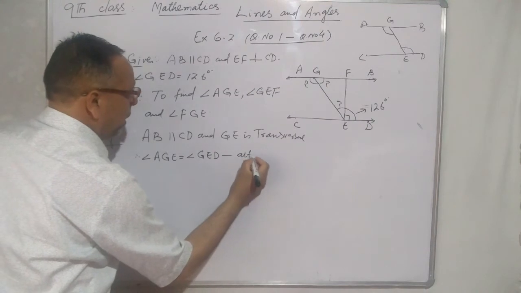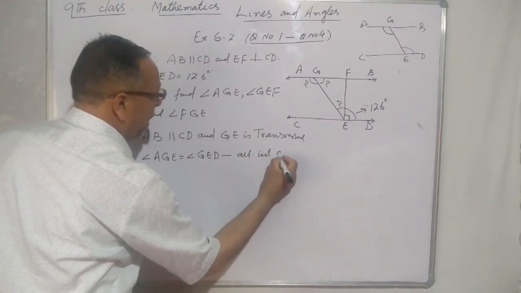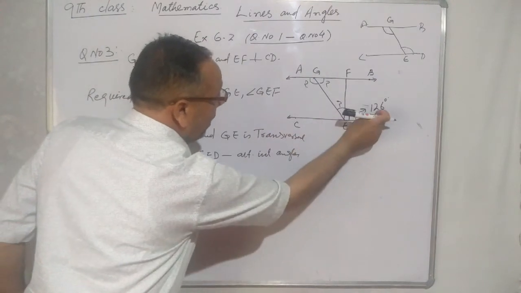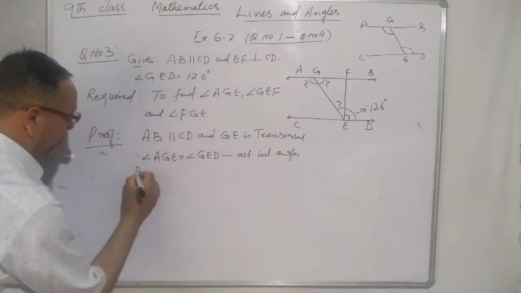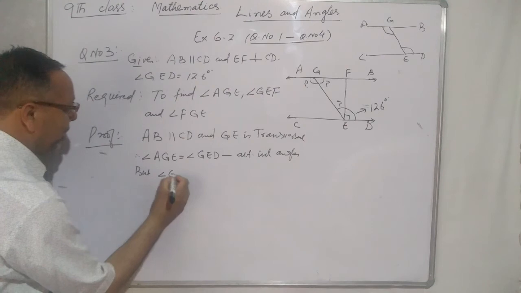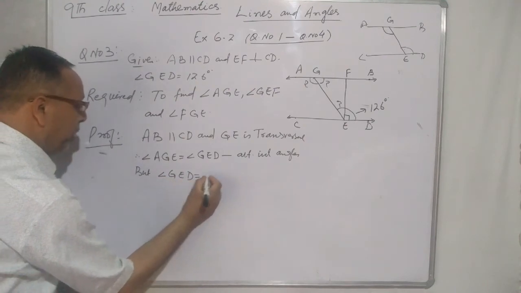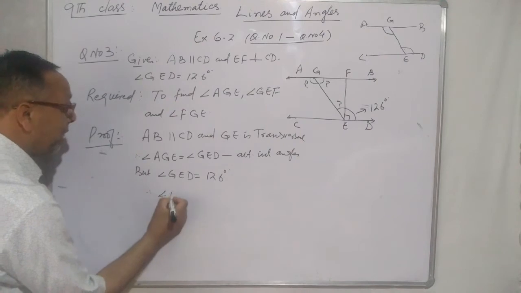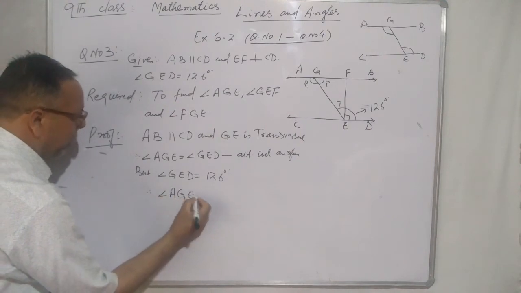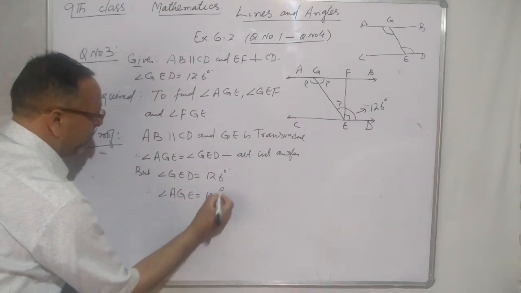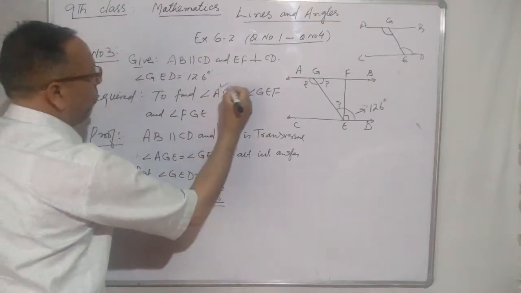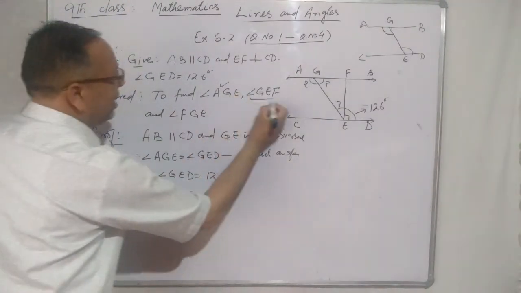These are alternate interior angles. But it is given that angle GED is 126 degrees. Angle GED is equal to 126 degrees. Therefore, we can say that angle AGE is also 126 degrees. This is angle AGE. Now, we have to find angle GEF.